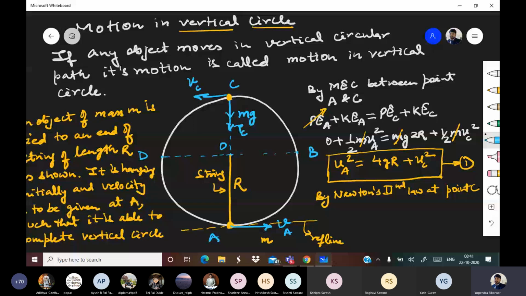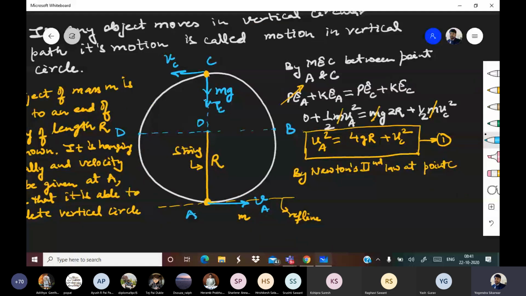So by Newton's second law at point C, we can see Tc plus mg. These are the two forces acting at C towards the center of the circle. Tc plus mg are going to provide the necessary centripetal force. So Tc plus mg will be equal to mv square by r.